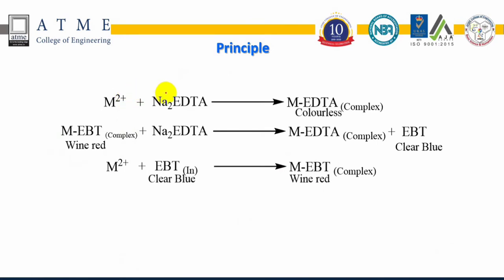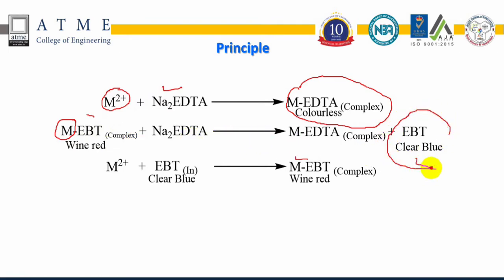The metal ion is titrated against the disodium salt of EDTA to form the metal EDTA complex, which is colorless. But you still see wine red color because of the metal EBT complex. Once all the metal ions present in your sample have reacted, the EDTA attacks the metal in the EBT indicator complex, which is wine red. It turns clear blue. So clear blue is imparted at the end point.